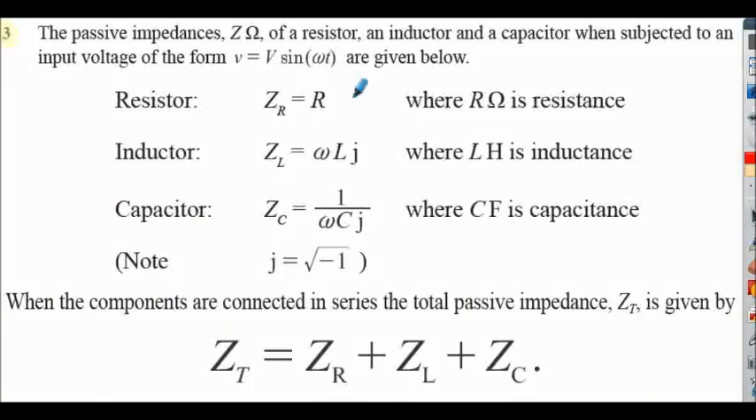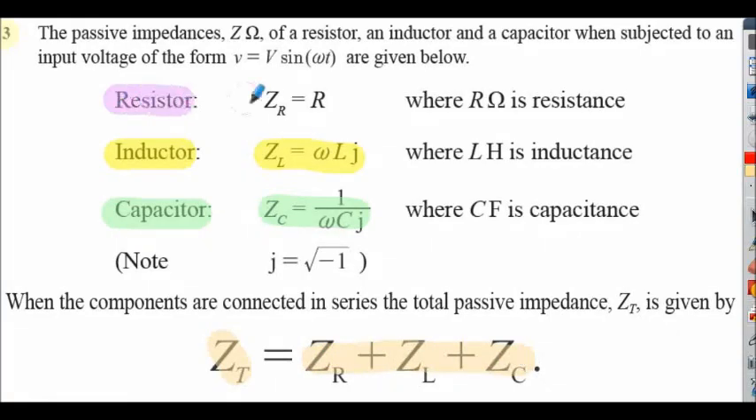Here's question 3. It relates to an electrical context and involves the use of complex numbers. We can see in the question that for the inductor, ZL is a complex number, and for the capacitor, ZC is also a complex number. We're informed that the total impedance is given by this expression. In other words, adding up all 3 of these separate impedances here.